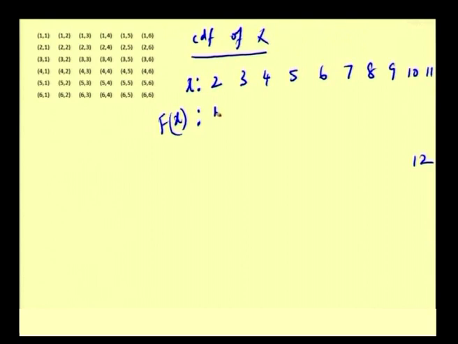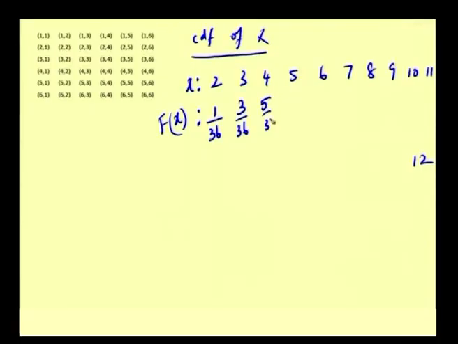Corresponding to 2, when you see the PMF it is 1 by 36. Corresponding to 3 it was 2 by 36. Therefore, when you add with the previous one it becomes 3 by 36. Then when you add with the previous one it is 6 by 36. Likewise, when you add, you get the corresponding F of x for x equal to 12 as 1. So, this is the cumulative distribution function of x.